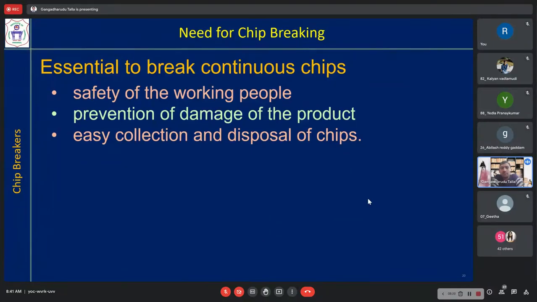Now, easy collection and disposal of chips. Handling this long, hot chip, which is sharp also, is difficult. So, it is better to break it and dispose of it.